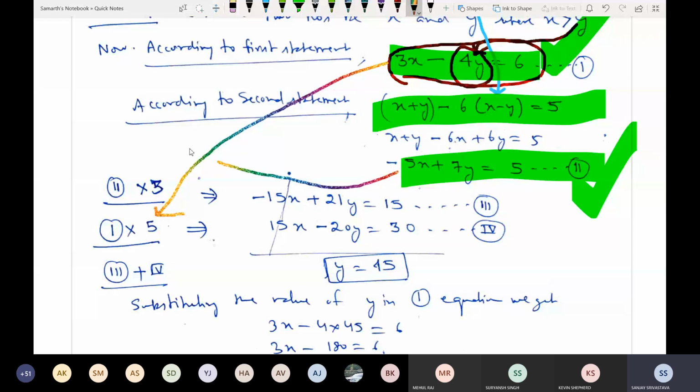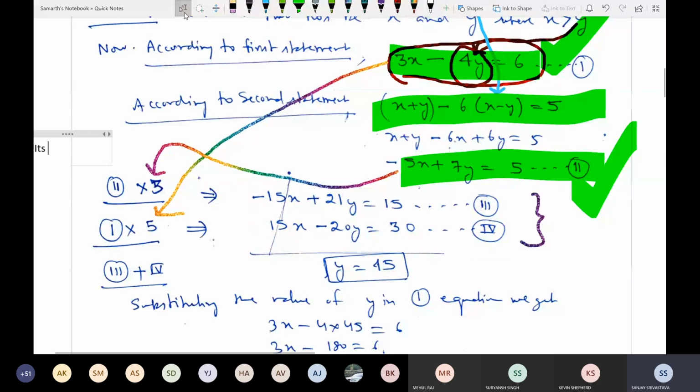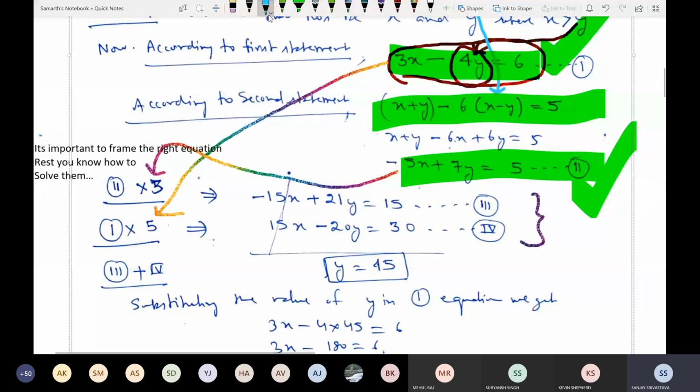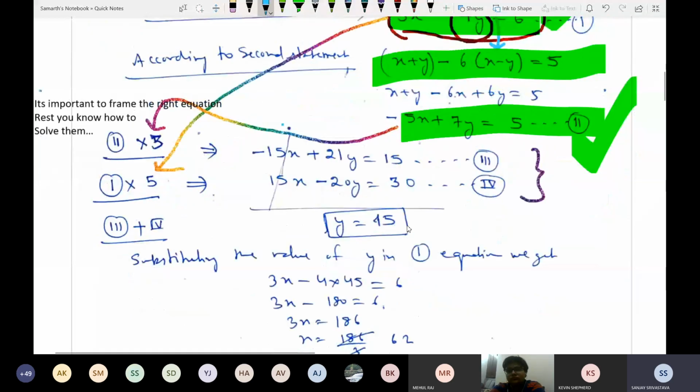When I multiply the second equation on both sides by 3, it is very clear that 3 into 5 is 15, 3 sevens are 21, 3 fives are 15. So this is the third equation, and similarly the first equation I have multiplied by 5. Why am I doing so? Just to equate the coefficients of x. So 15x minus 20y equals 30. When we add the third and fourth equations, plus 15x and minus 15x will cancel, 21y minus 20y is equal to y, and on the right hand side 15 plus 30 will be 45. So we have got one number as 45.